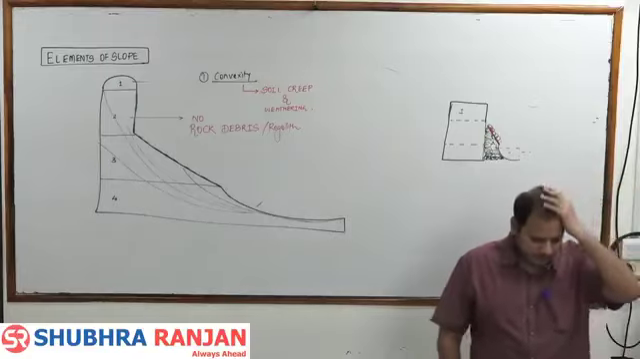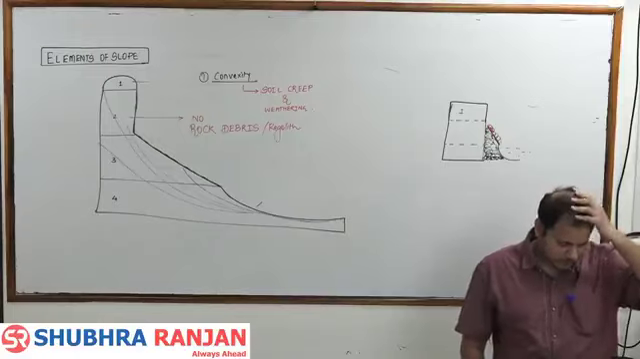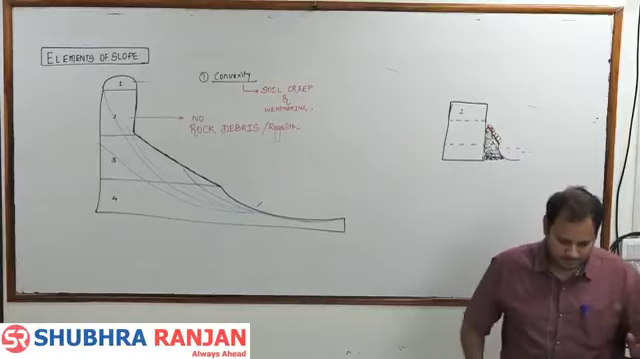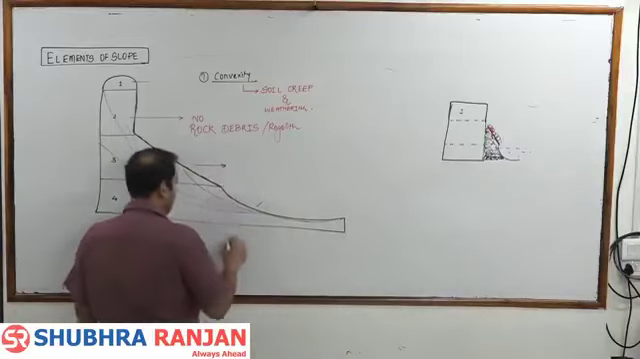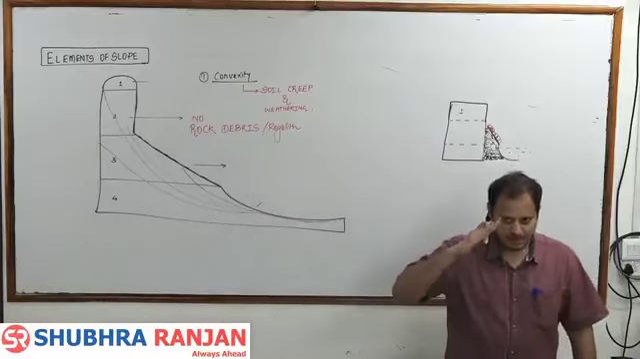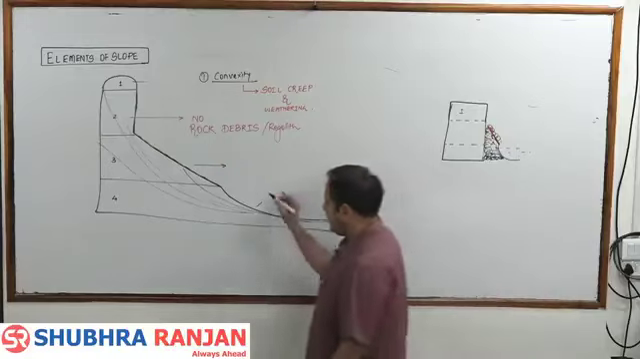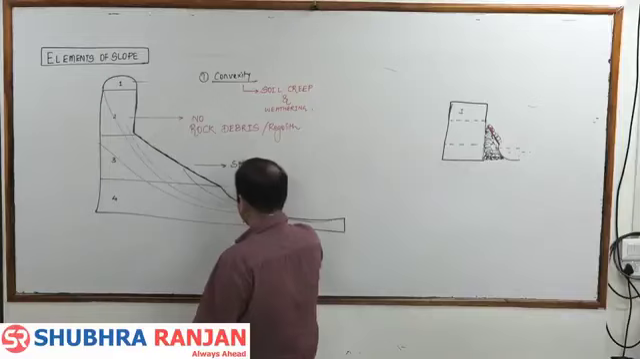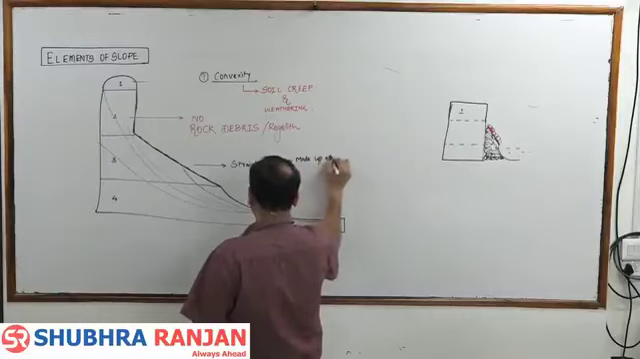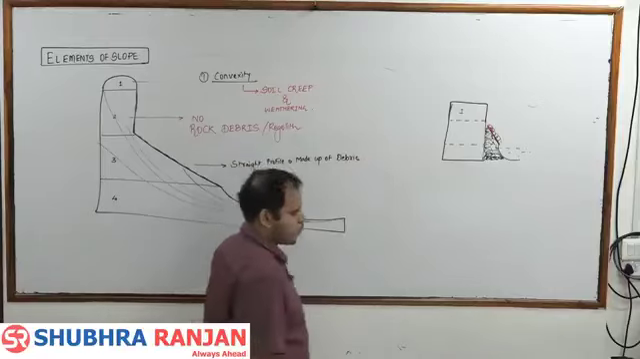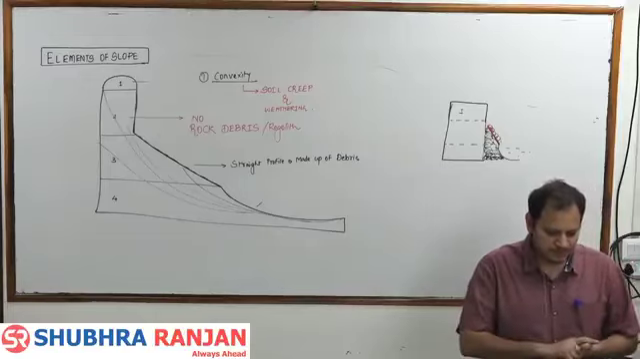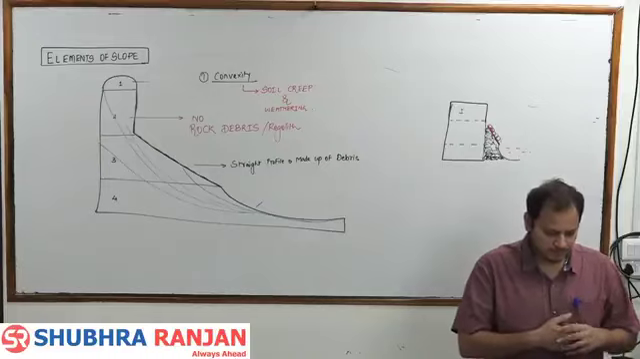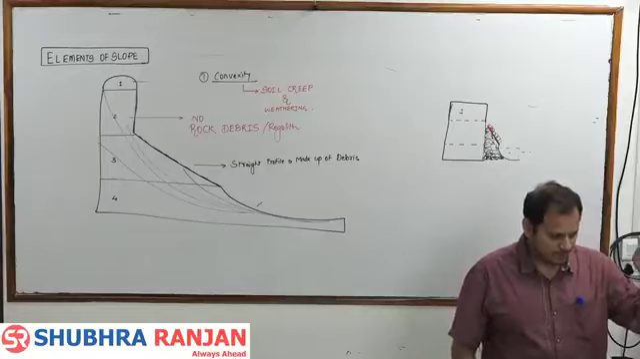So rectilinear slope, also known as constant angle slope, is having a straight face or straight profile, and is made up of debris that falls from the free face and is accumulated.